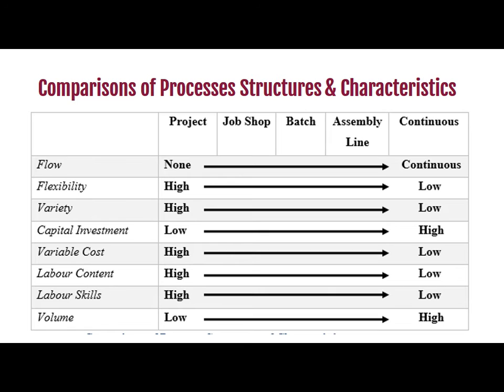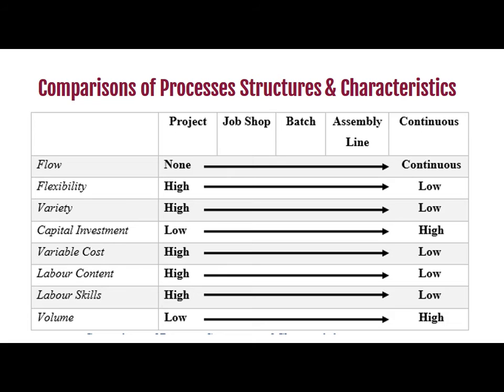Flexibility parameter. In case of project, the flexibility is high, that gradually decreases from job shop, batch, and assembly line, and for continuous type of manufacturing, the flexibility is low. The next parameter is variety. For project, the variety is high, that gradually decreases, and for continuous flow, the variety is low.